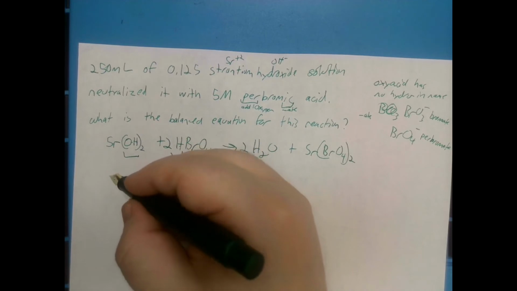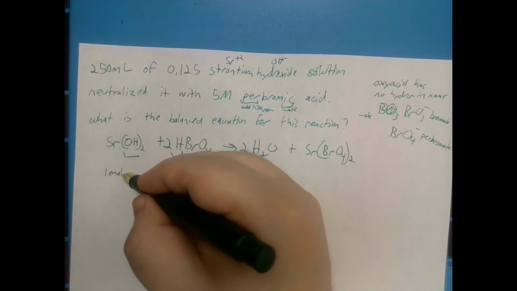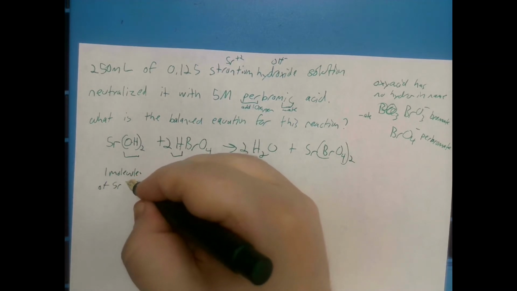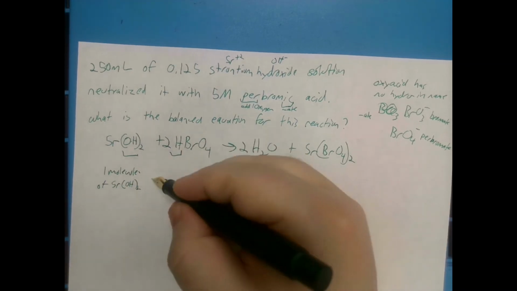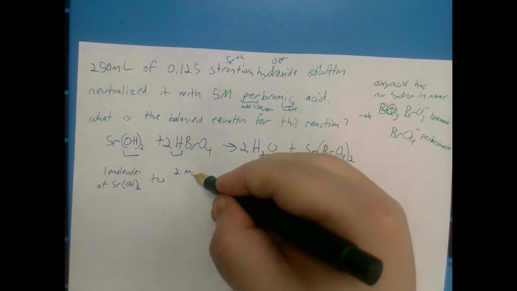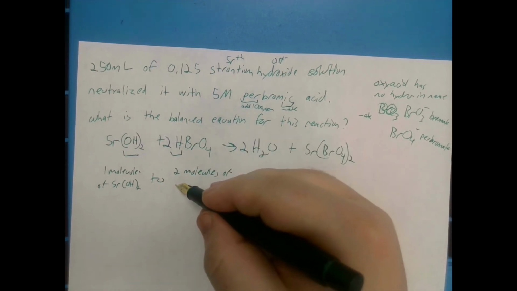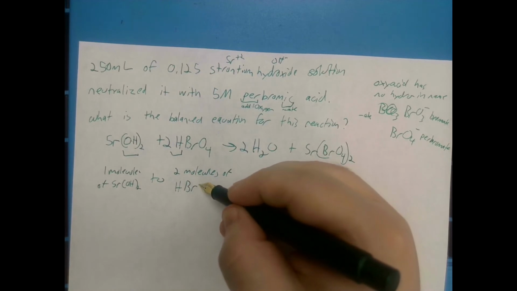So we know the ratio is 1 molecule of Sr(OH)2 to 2 molecules of HBrO4.